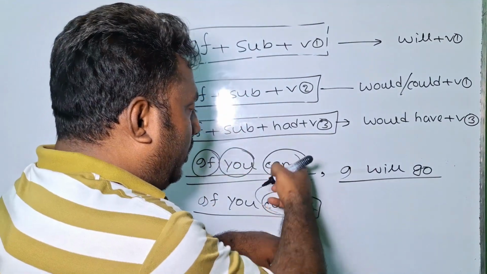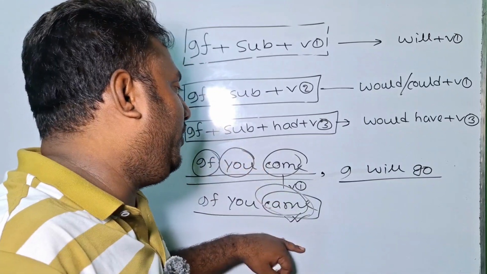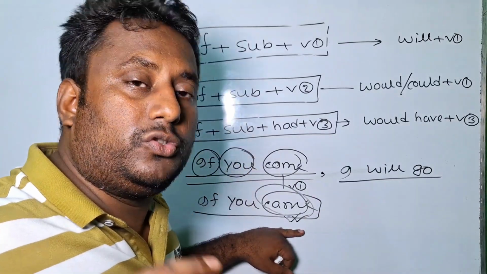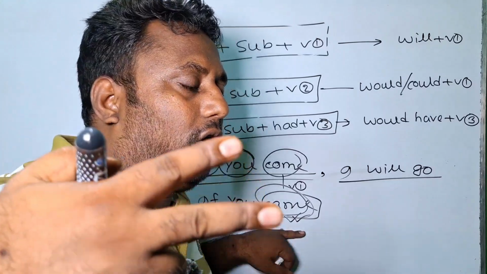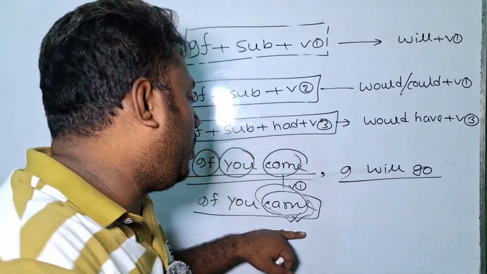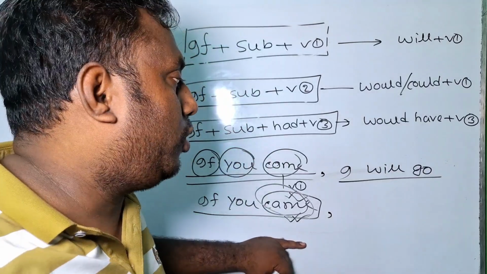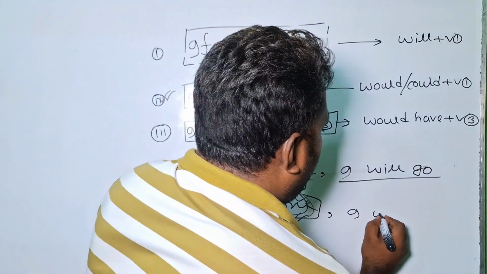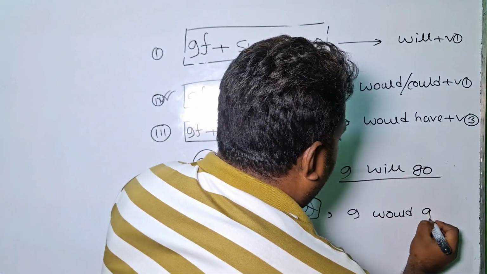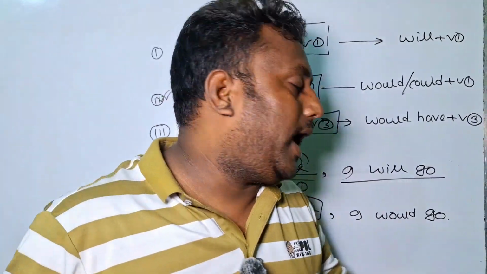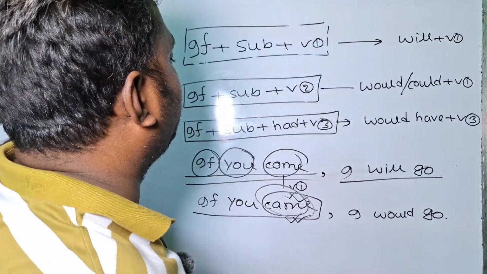Like in the first sentence we use come, but in the second sentence we use came. So this is the second, that means the past indefinite form of this verb. So of course in the principal clause we will use I would go. So this is the second condition, and it is the structure of the second condition.